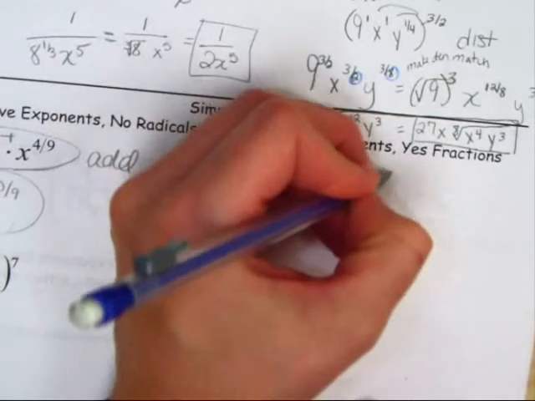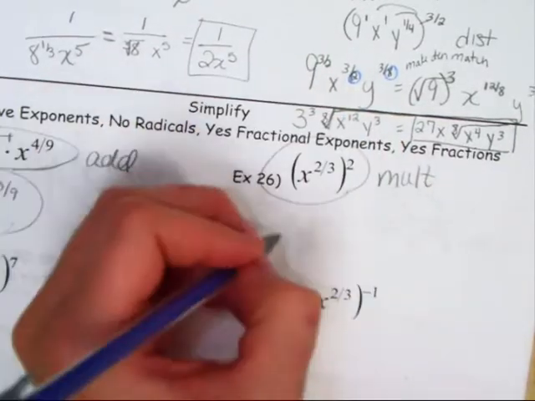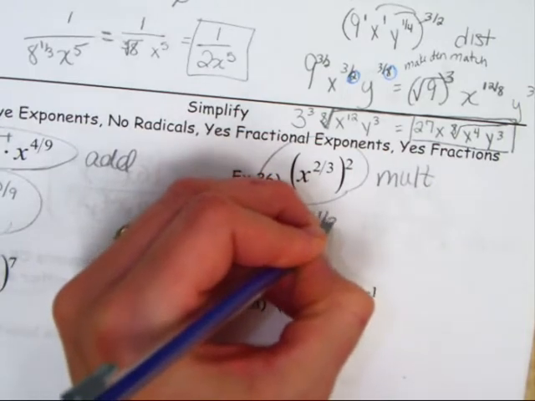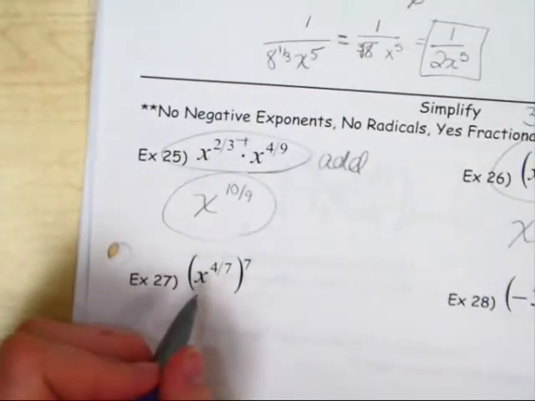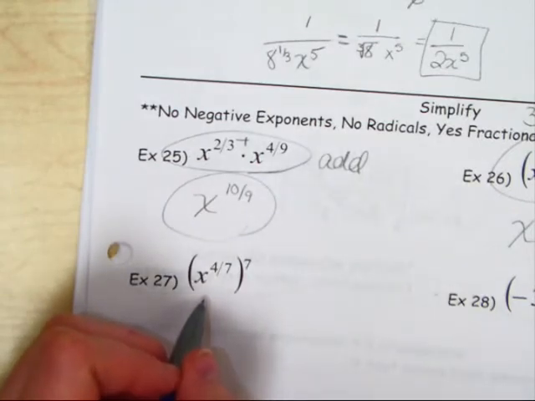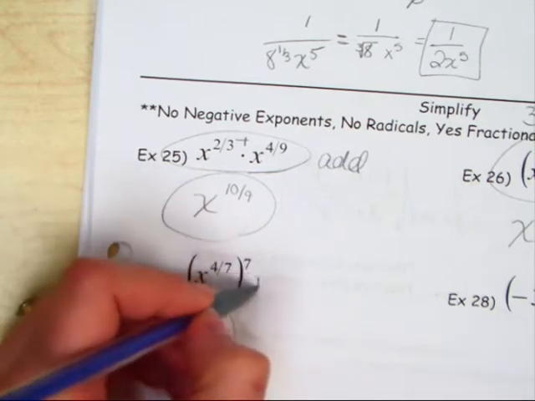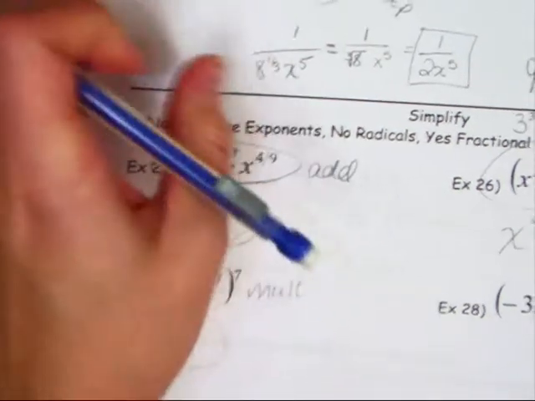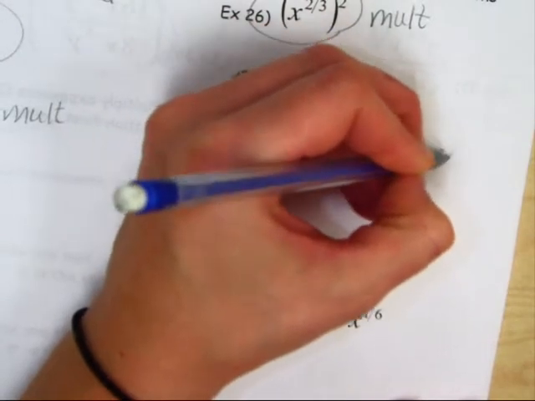On problems that look like this, you multiply. 2 over 3 times 2 is x to the 4 over 3. Let's keep going. 27. X to the 4 over 7 times 7 is x to the 4th. And multiply. Problems like 28, you need to distribute and multiply.